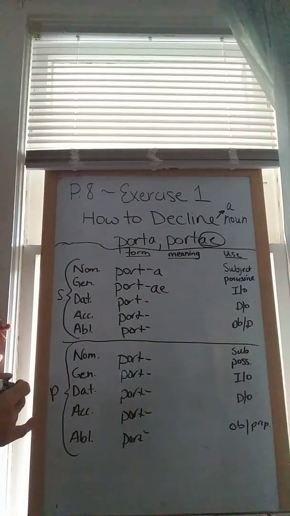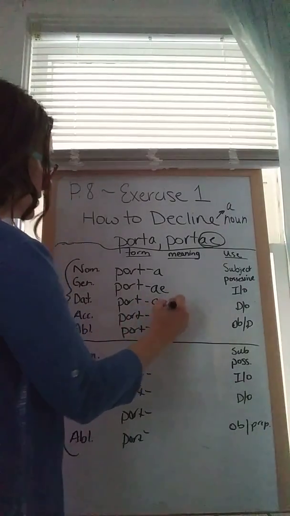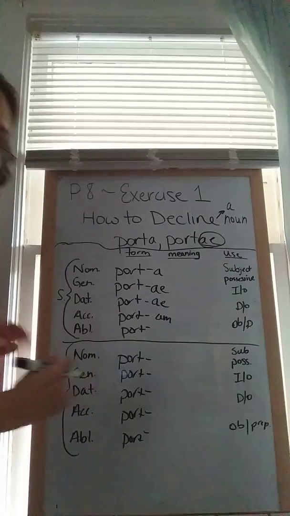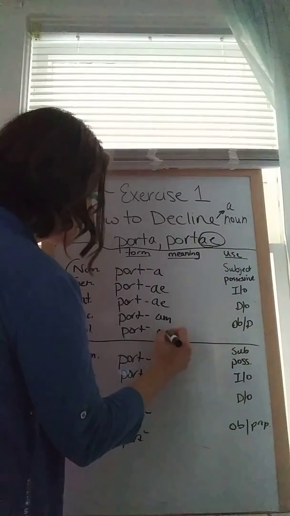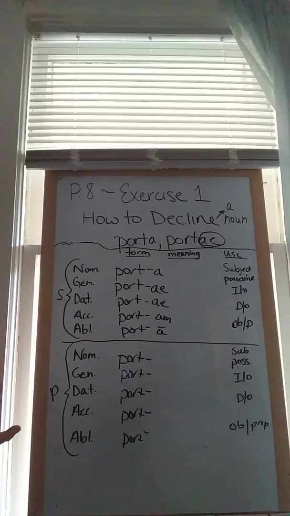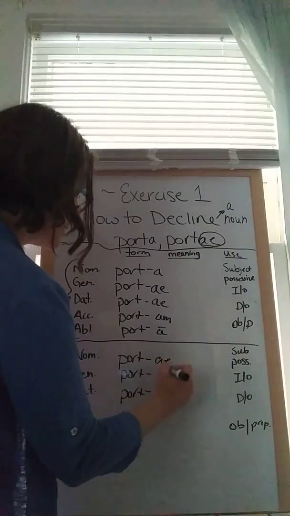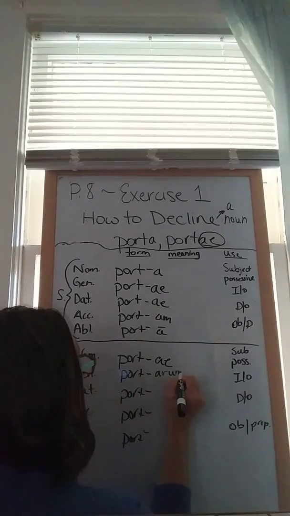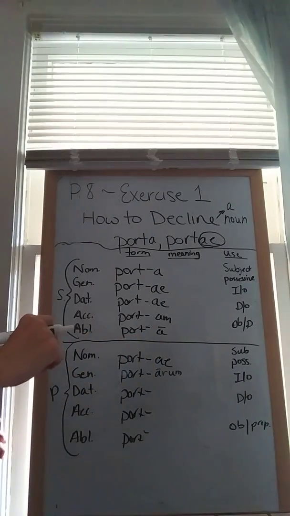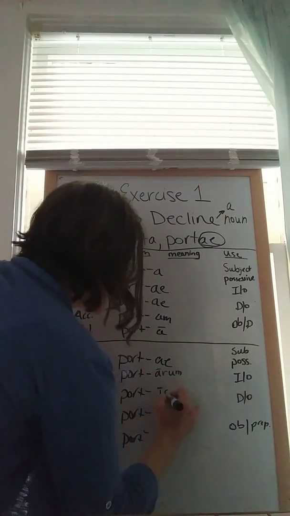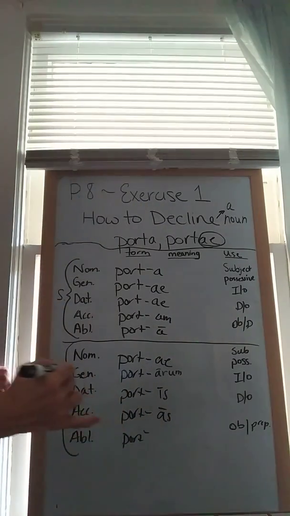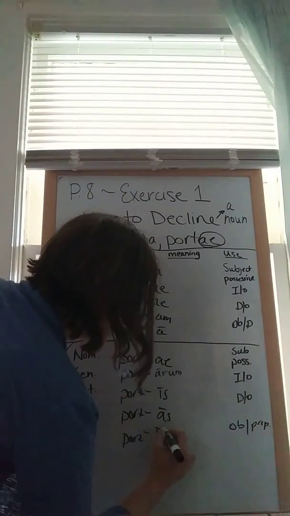The dative singular is, again, ae. The accusative singular is am. The ablative singular is a. The nominative plural is ae. The genitive plural is arum. The dative plural is is. The accusative plural is as. And the ablative plural is is.